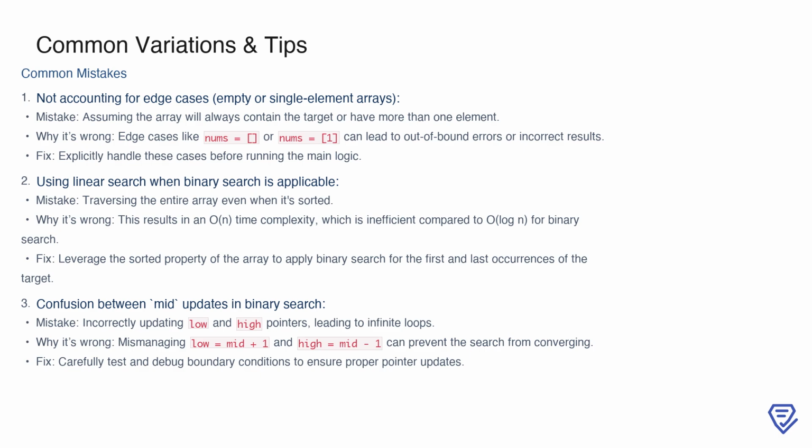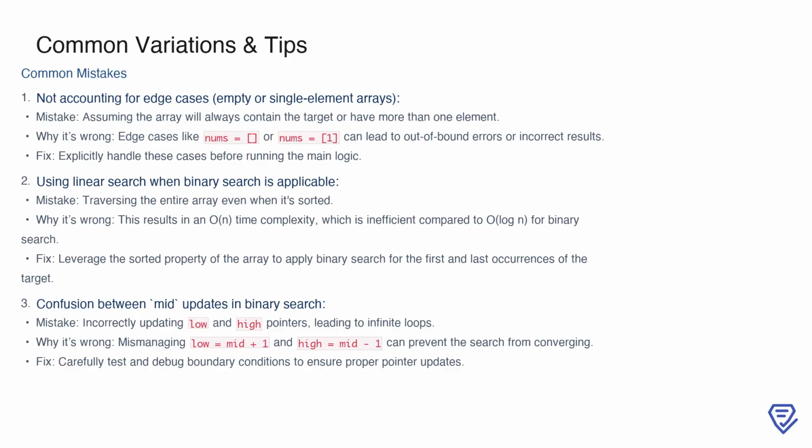Another mistake is relying on linear search for sorted arrays. While linear search might feel straightforward, it leads to O(n) time complexity, which is inefficient compared to the O(log n) offered by binary search. Leveraging the sorted nature of the array is key here.